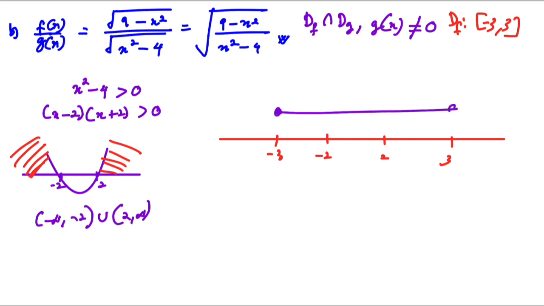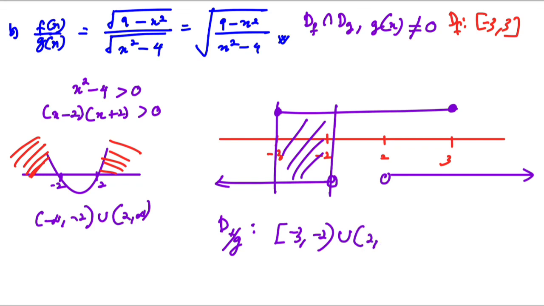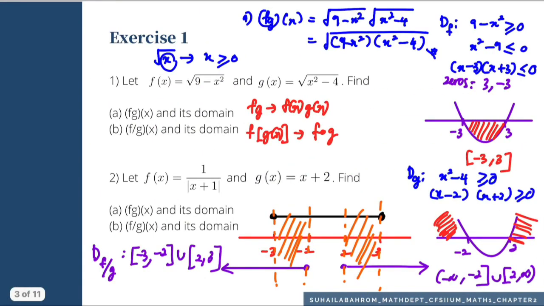When you try to find the intersection line between those two domains, for the domain of the function g, on the value of negative 2 it should be a hole. On the value of 2, it also should be a hole. So in other words, our domain for the function f over g is equivalent to this intersection line: negative 3 closed until negative 2 open. Why? Because one is a dot and the other is a hole, so we need to open. Then union with the open bracket 2 until 3 closed. So this is our domain for f over g.